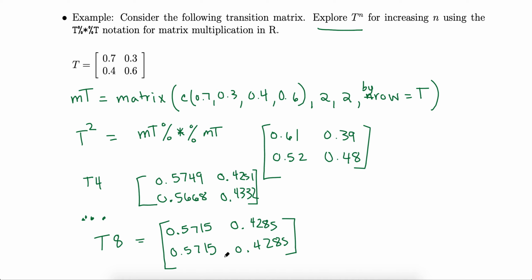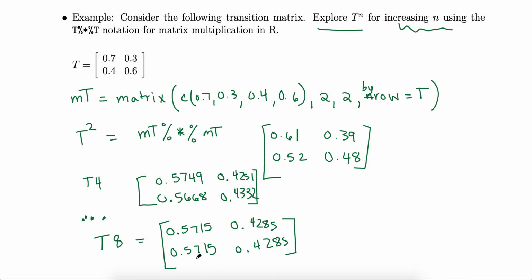The more steps we take, as n increases, we notice this trend happening. We are going from our original transition matrix, transitioning from one state to the next in one step, to something where the columns seem to be converging. What does that mean? Think about this. This is telling me that in 8 steps, if I start in state 1, my chances of going to state 1 are 57%. If I start in state 2, my chances of going to state 1 are also 57%.